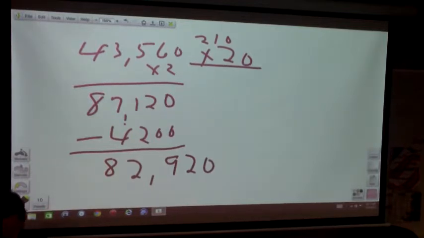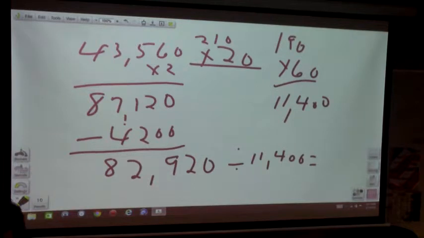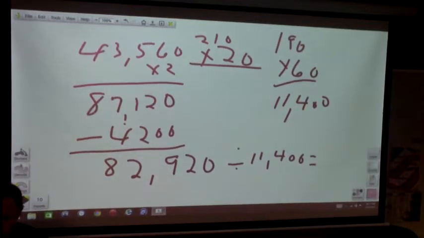Now let's figure out how big the lots are. The lots are 190 by 60, which comes out to 11,400. So 82,920 divided by 11,400. How many lots? 7.27. Do we round that up or down? Down. 7 lots with that size with a little left over is what that means.